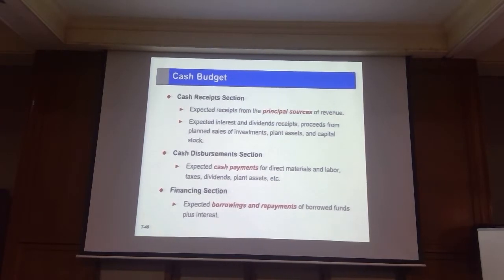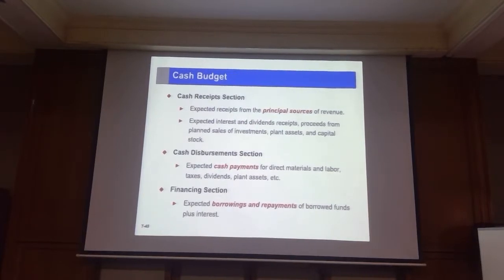And the second section will tell you information about the cash payment during the period. So the main payments that you will see will be related to the payment of direct material, the payment to labor, and payment for other expenses. Okay. And finally, for the financing section, in this case, after you compare the cash receipt with the cash disbursement, if you have a difference, it will tell you whether you need to borrow or you can repay the debt or you can invest in some other place. Okay, so these are the 3 sections that we will talk about.